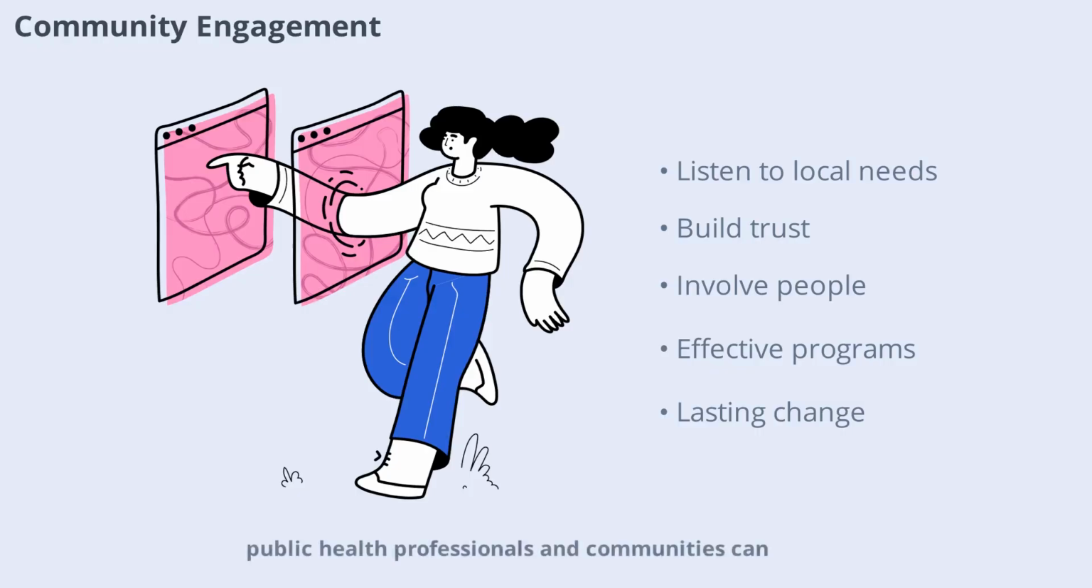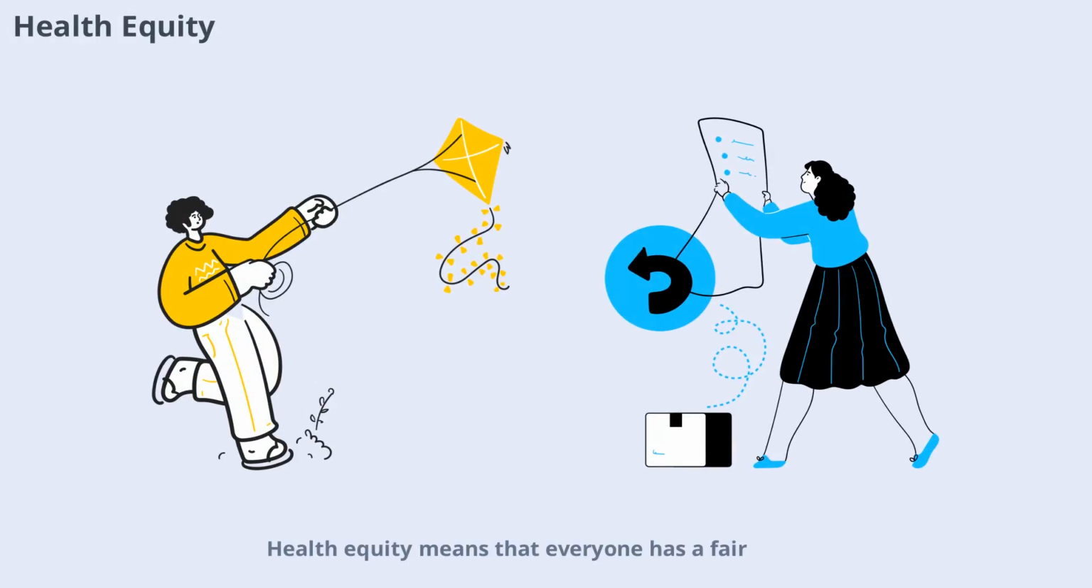By working together, public health professionals and communities can create lasting change and healthier environments. Health equity means that everyone has a fair and just opportunity to be as healthy as possible. Public health works to eliminate barriers like poverty, discrimination, and lack of access to care. Achieving health equity requires addressing social determinants and ensuring that resources are distributed fairly. It's a fundamental goal of public health, guiding policies and programs at every level.